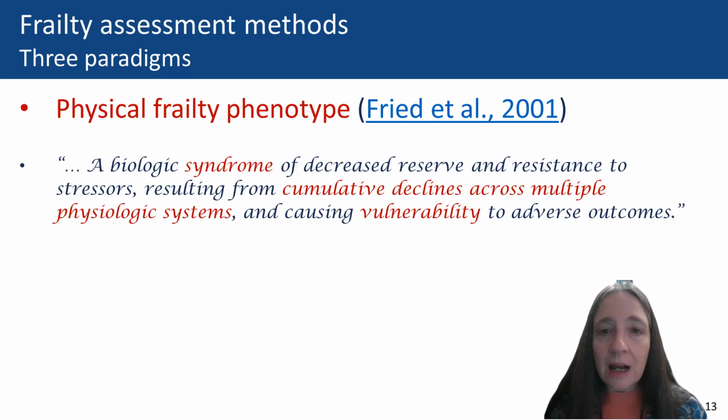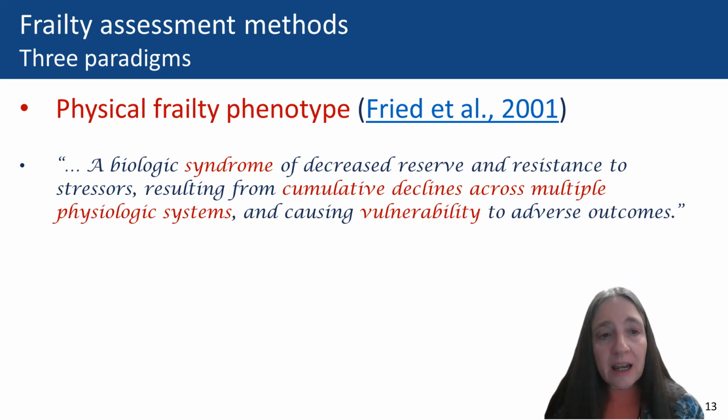It was originally described in a landmark paper by Linda Fried and colleagues, and you see a quote from that paper. Physical frailty as a biologic syndrome, that is, a critical mass of signs and symptoms, which indicates decreased reserve and resistance to stressors, resulting from cumulative declines across multiple physiologic systems. That is a statement of etiology. And finally, causing vulnerability to adverse outcomes, pretty much what any frailty measure is meant to indicate.